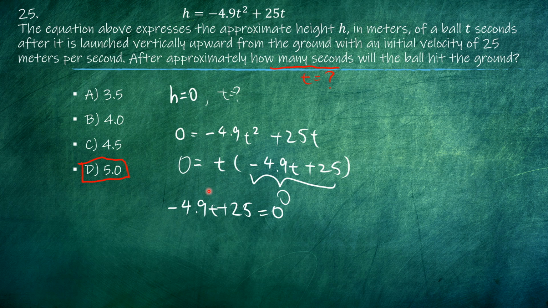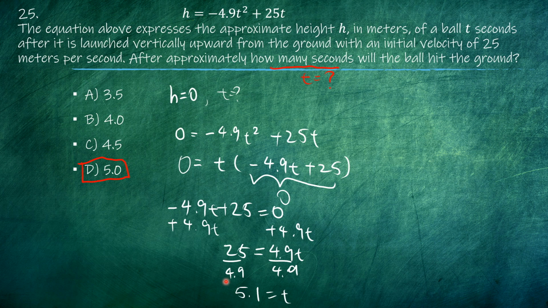So let's move this to the other side by adding 4.9t on both sides. 25 is equal to 4.9t, divide by 4.9 on both sides. So we have 5.1 as our answer after we use our calculator, which the closest to this is D, 5.0. And we are done.